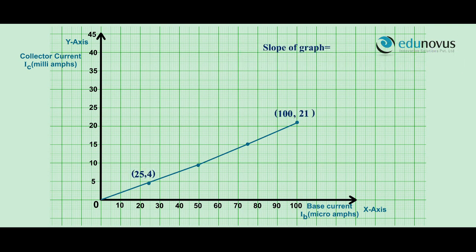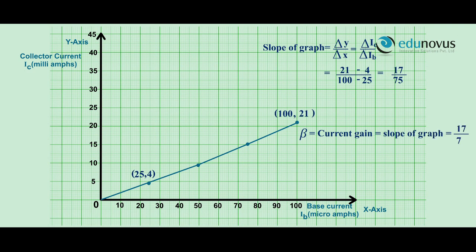Here, the slope of the graph is given by delta y by delta x, which is equal to delta IC by delta IB, which is 17 divided by 75. It is nothing but the current gain beta, that is equal to 17 by 75, that is equal to 0.2266.